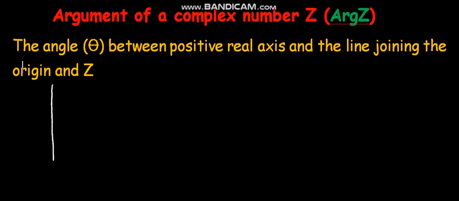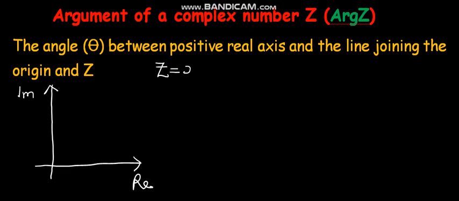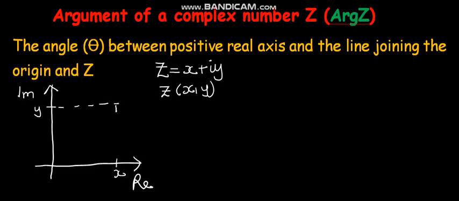So we have the Argand diagram with the real axis and the imaginary axis. Also z is given by x plus iy, meaning that z is a set of points x and y. Now we need to plot those points x and y. We shall join those points and we shall have x and y.